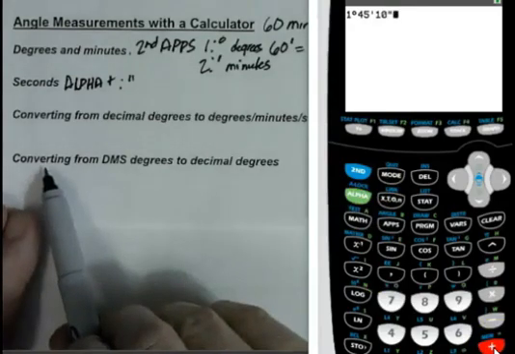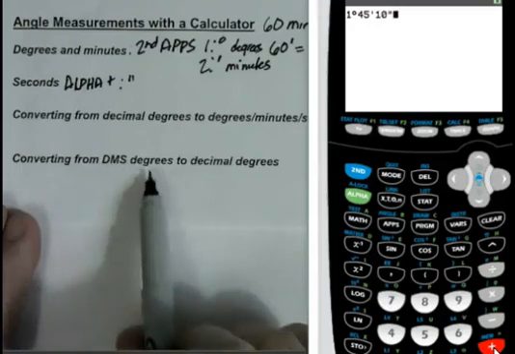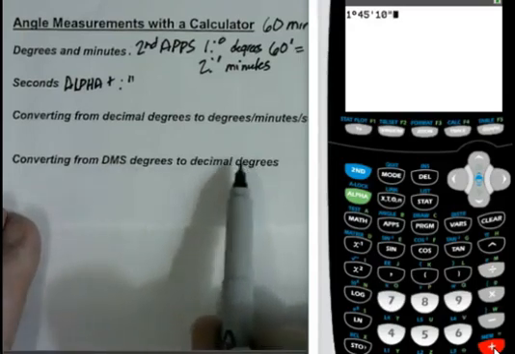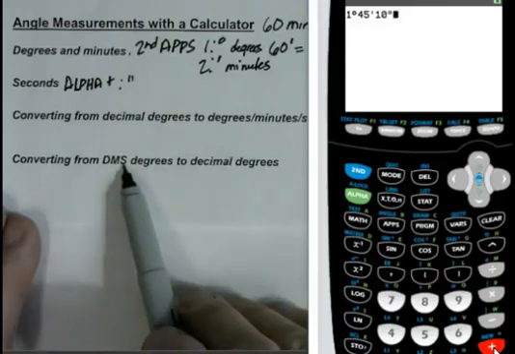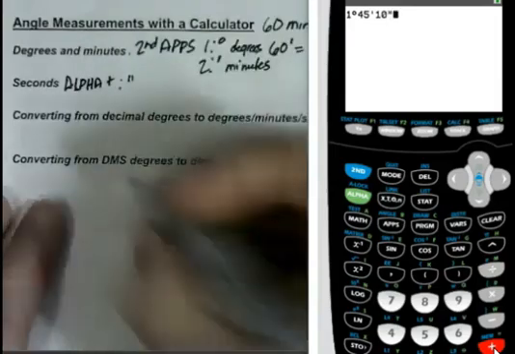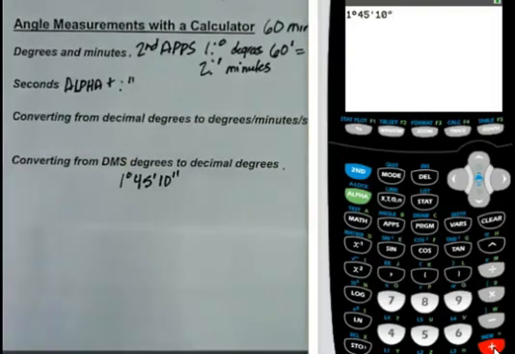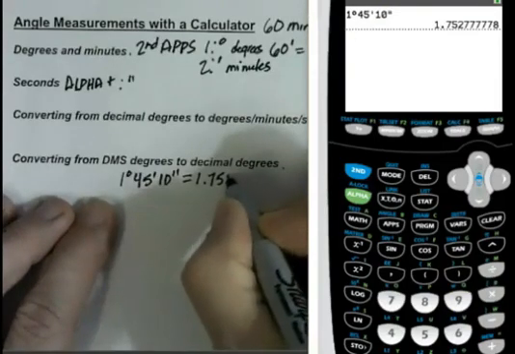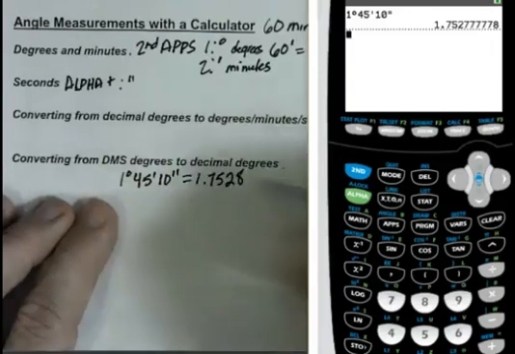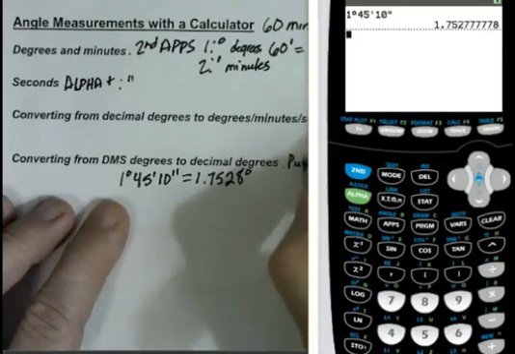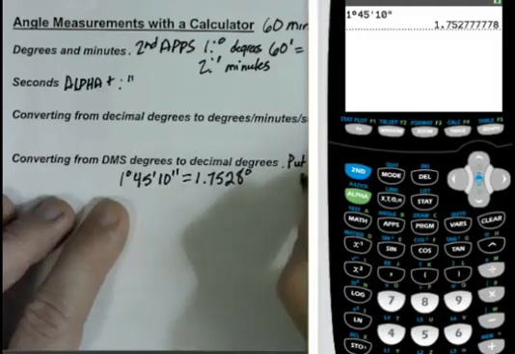Now I'm going to skip down here to converting from degrees, minutes, seconds to decimal degrees, because what we've got in the calculator right now is in degrees, minutes, and seconds. So if we want to convert this to decimal degrees, we would do what we've already done here, and that is put it in the calculator in degrees, minutes, and seconds. And then if you just press enter, it automatically converts it to decimal degrees. And you can round this to however many places is appropriate. So to do this, all we do is put in the DMS notation and then press enter.